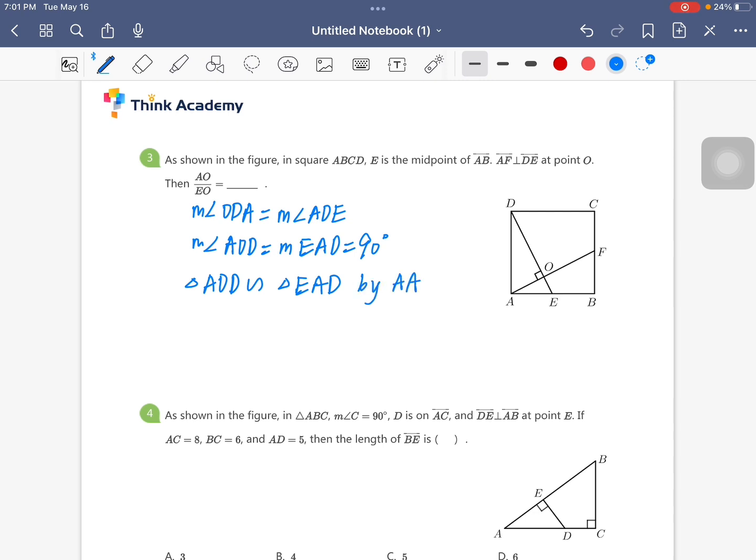And therefore, we have AO over EO equals AD over AE, which is 2. So the correct answer is 2.